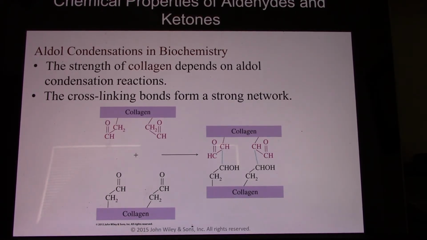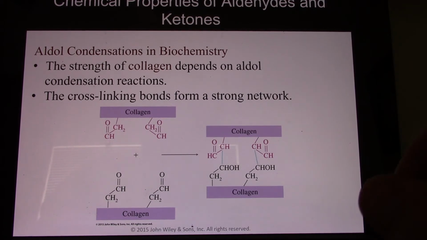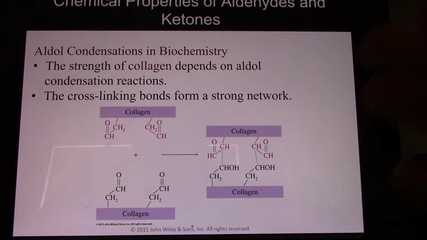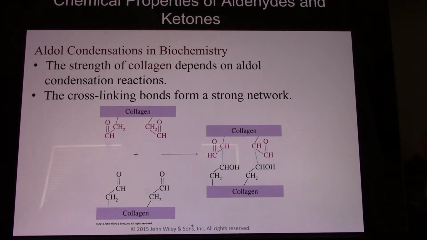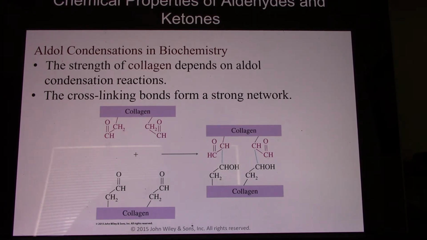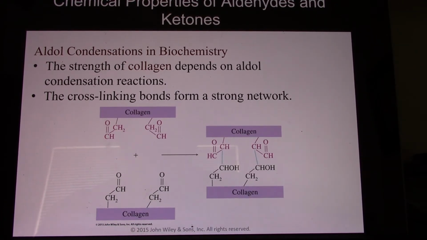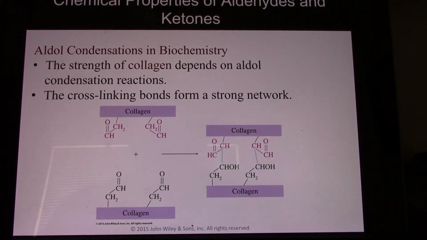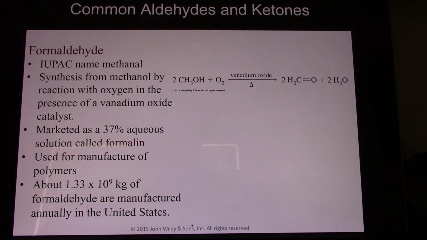Aldol condensations in biochemistry. The strength of collagen depends on aldol condensation reactions. The cross-linking bonds form a strong network. Collagen is a triple helix, and typically it's a repeating unit of amino acids. There's a lot of proline in there, and every third amino acid is typically glycine because all 3 strands cross in a triple helix, and glycine has an H as its R group in the amino acid. And so glycine is really the only amino acid small enough to fit 3 together like that. And this forms a structural component. It's your major structural connective tissue. Stronger than steel for its size in the body, it is one of the most important structural tissues.